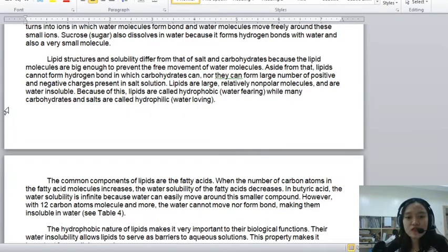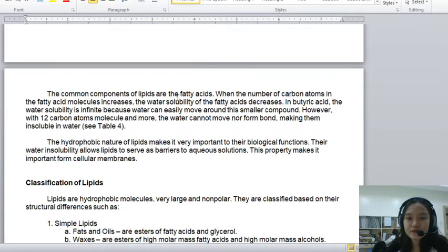So the common components of lipids are fatty acids. Okay, they are the monomer, so to speak, of your lipids. When the number of carbon atoms in the fatty acid molecules increases, the water solubility of the fatty acid decreases. So as the chain of carbon atoms in a fatty acid gets longer, its solubility in water also decreases. Okay? So their relationship is opposite.